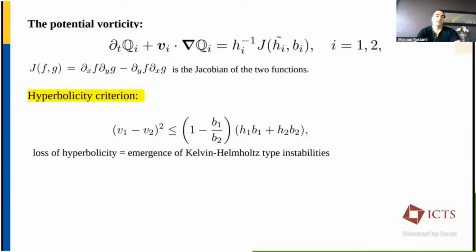And one criterion once we are going toward the shallow water system is the hyperbolicity loss. As you know, once we switch to moist convection, we should care about Kelvin-Helmholtz instability.